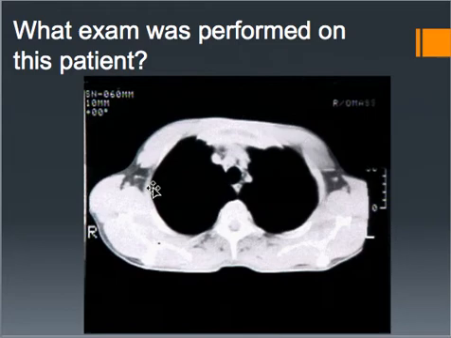What exam was performed on this patient? Again, we can see the black filled lungs here, right, on each side. We're starting to get to the level of the heart here. That's why you can't see it necessarily on this one. But remember, anytime you see the black air, those are the lungs. So this would be a chest CT.